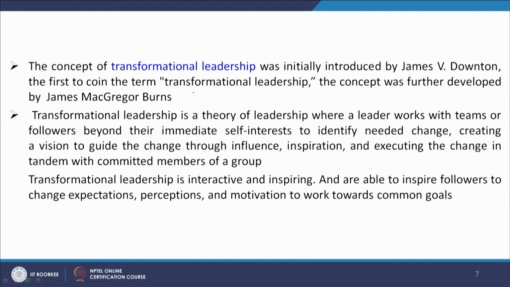The next is the concept of transformational leadership. Now, this term was initially introduced by James V. Downton and was later on developed by MacGregor Burns as transformational leadership. So, it is a theory of leadership where a leader works with the team or followers beyond their immediate self interest. That means the leader is not considering his own self interest, but he is considering the interest of the followers, and wherever the need is changed in the interest of the followers and the group goals, the transformational leader will work in that direction.